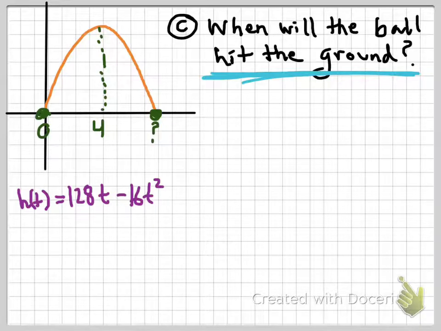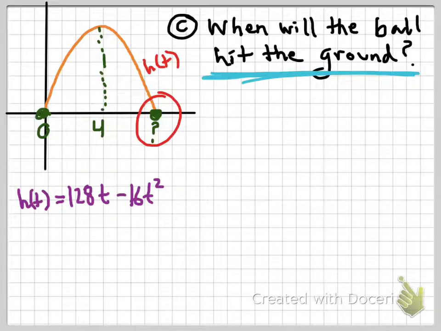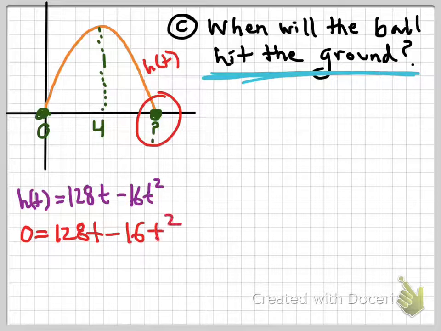Common sense tells me that if it took 4 seconds to go up, it's probably going to take 4 seconds to go down. But we need to prove that mathematically. So I want to know, where is this point at? And to figure it out, I already know that the equation for this graph is h of t. So really, all I got to do is take this h of t function down here and set it equal to 0. 0 is the ground. Set 0 equal to 128t minus 16t squared.